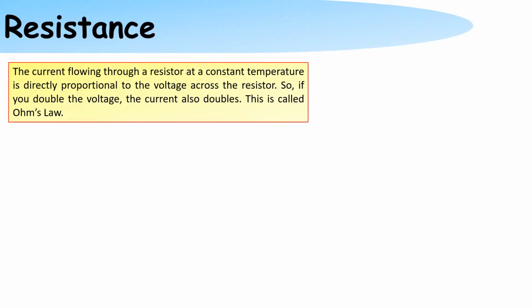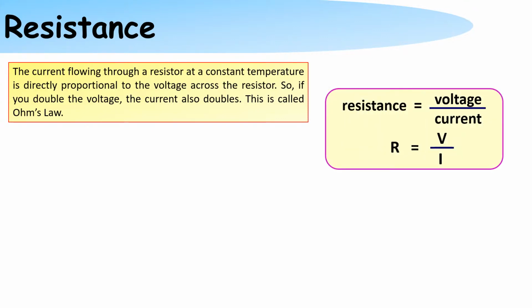The current flowing through a resistor at a constant temperature is directly proportional to the voltage across the resistor. So, if you double the voltage, the current should also double. This is called Ohm's law. The formula for resistance is equal to voltage divided by current.